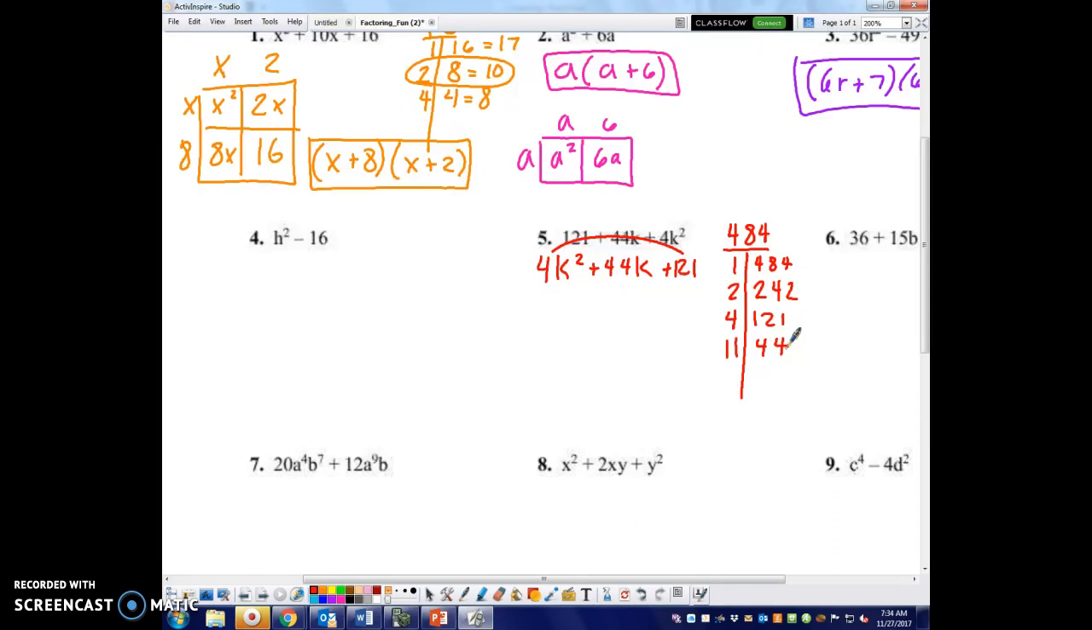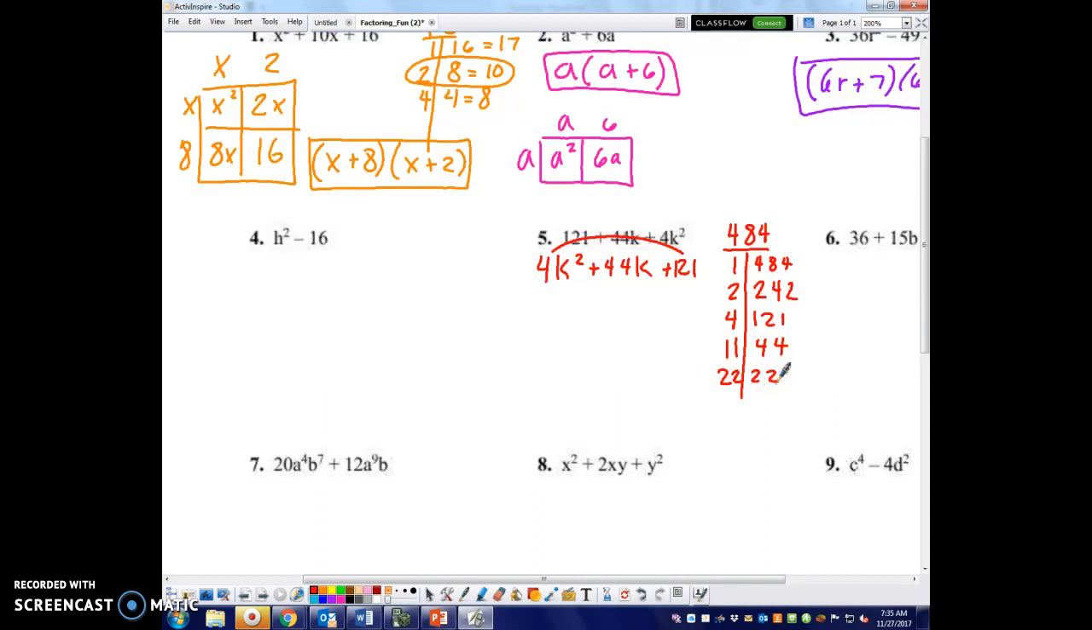Did that work? 484 divided by 13? 484 divided by 14? 484 divided by 15? 484 divided by 16? 484 divided by 17? 484 divided by 18? 484 divided by 19? 484 divided by 20? 484 divided by 21? 484 divided by 22? 22.